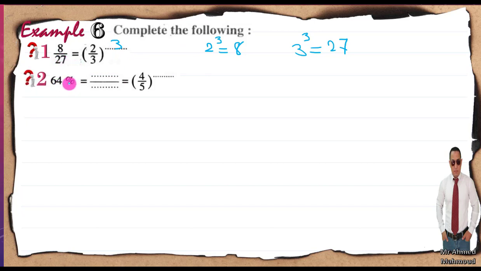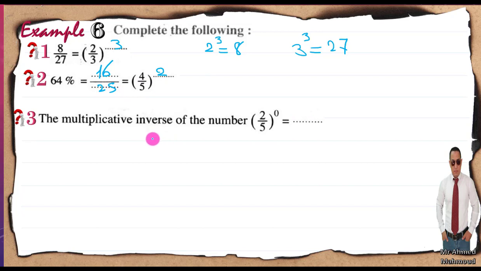64 over 100. 64% equal 64 over 100. In the simplest form equal 16 over 25. Again, this is 64 over 100. So 16 over 25 equals 4 power what equals 16? 4 power 2. And the 5 power of 2 equal 25. So 4 over 5 all power of 2 equals 16 over 25.